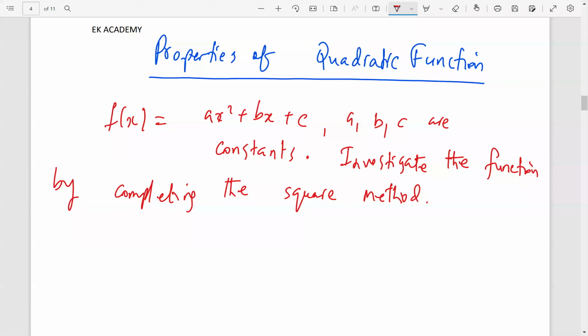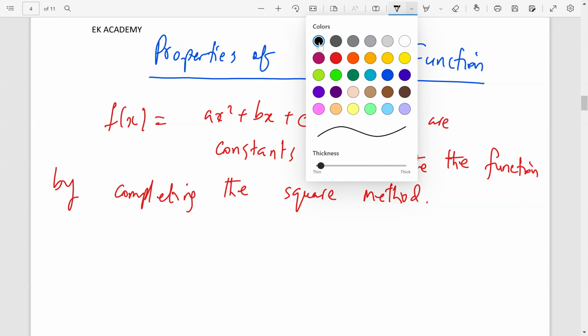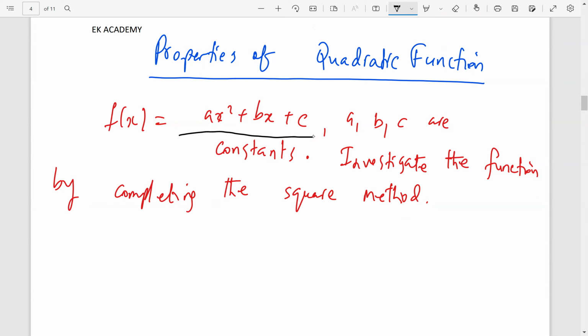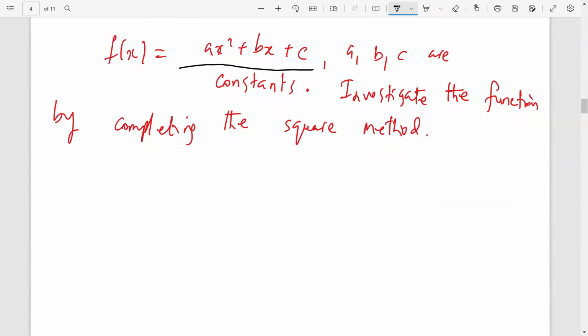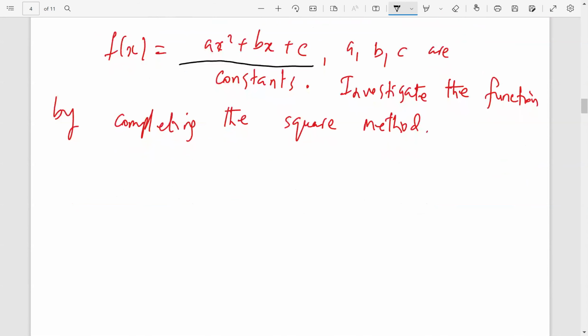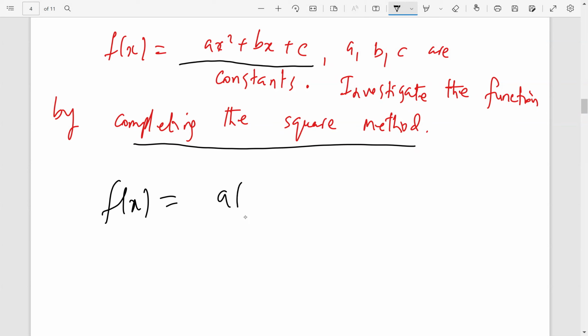Hi students, today we're going to investigate the properties of the quadratic function, and here is our quadratic function. To know the properties of a quadratic function, we're going to investigate by using the completing the square method. So f of x is going to be a, and if I take a out of the bracket, you have x squared plus b over a x plus c over a, the constant.